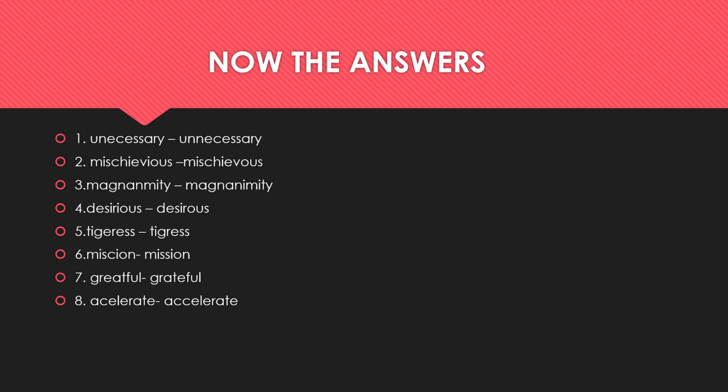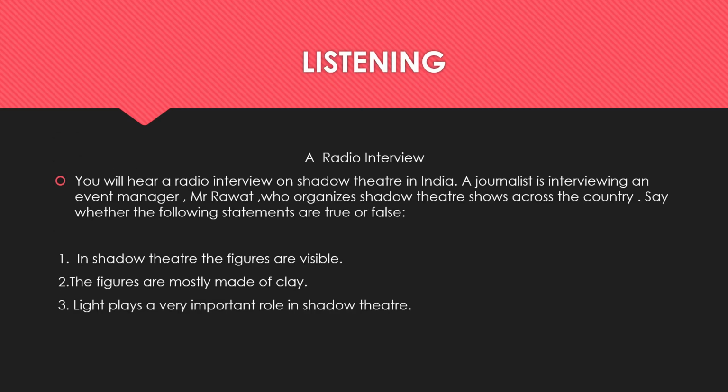SC is wrong. It should have double S. The seventh one is grateful. GREAT is wrong. It should be GRATE. And the last one, accelerate. The word should have double C, and here it is just single C. Got all the answers?